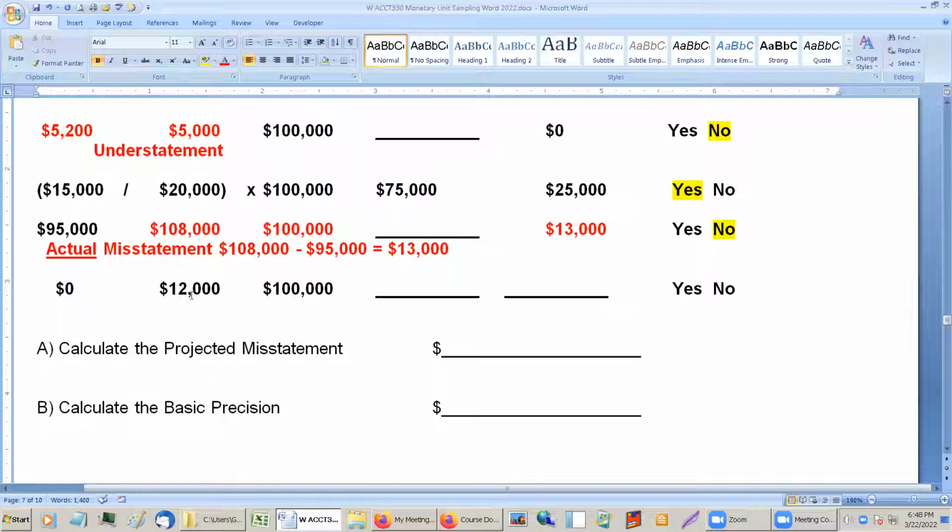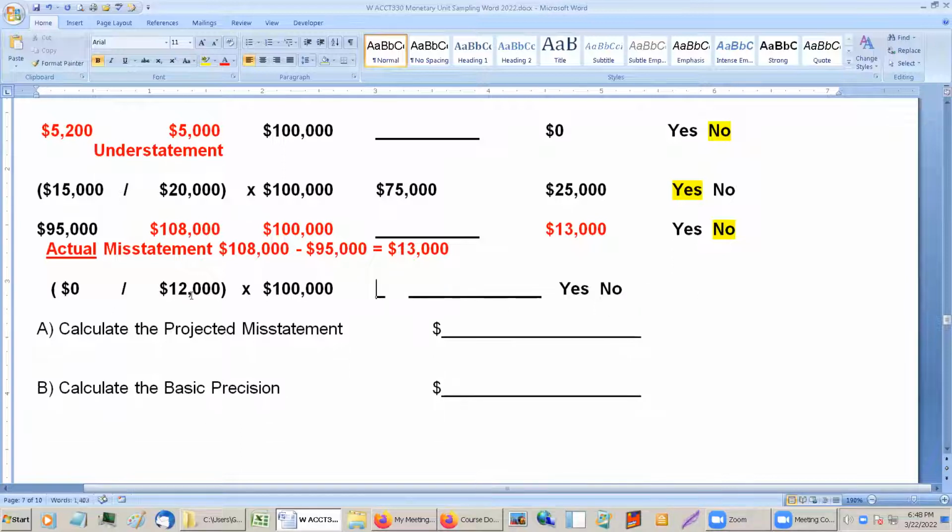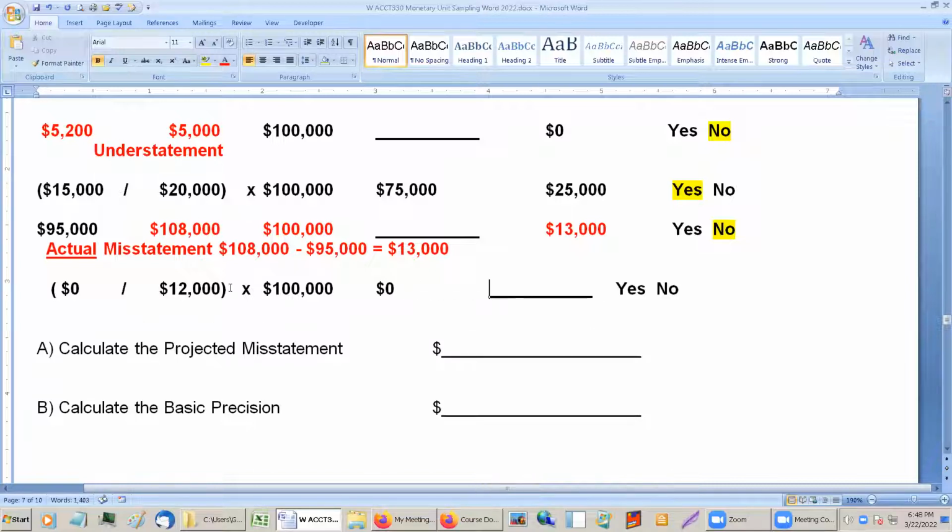All right, this one down here, again, the same thing we did before. Zero divided by 112,000 is 0. Projected misstatement is 100,000.